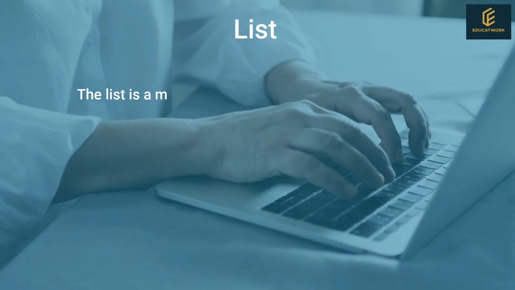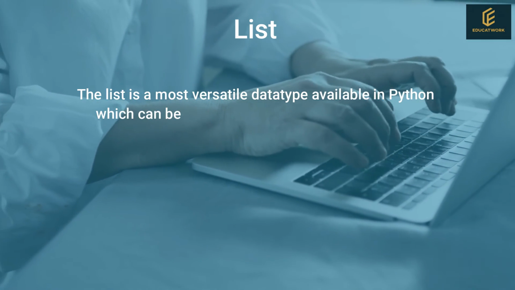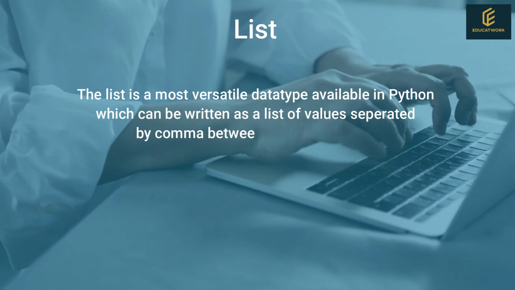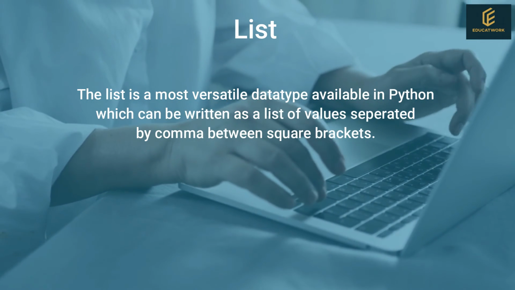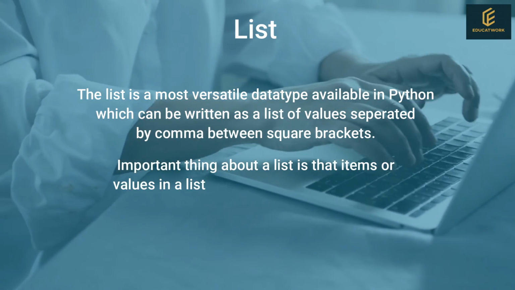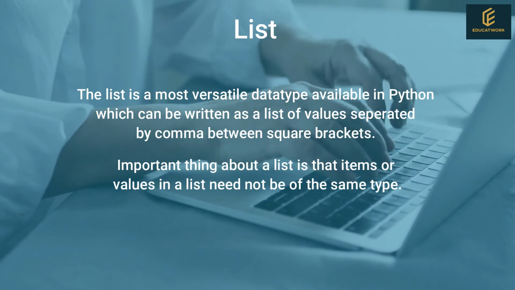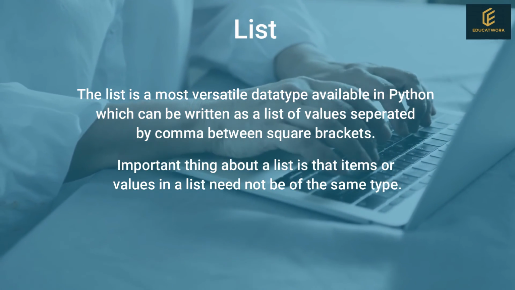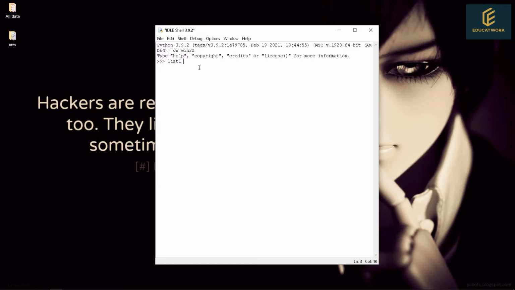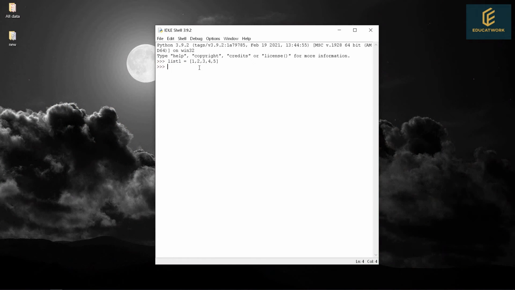List. The list is the most versatile data type available in Python, which can be written as a list of values separated by commas between square brackets. An important thing about a list is that items or values in a list need not be of the same type. Creating a list. list1 equals 1, 2, 3, 4, 5. We can also make a list with different data type values like list2 equals physics, chemistry, 1997, 2000, 50.2, 12.